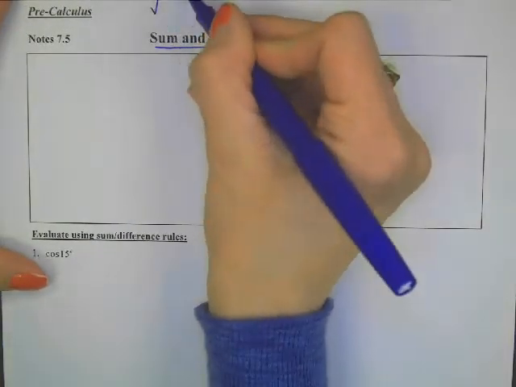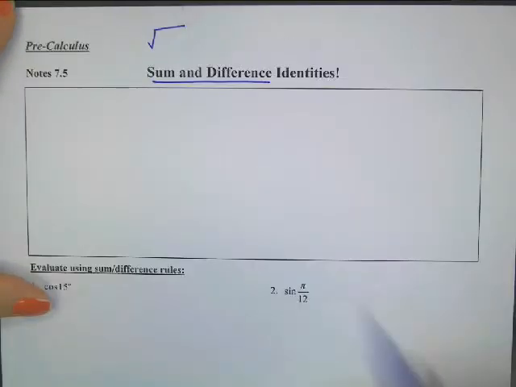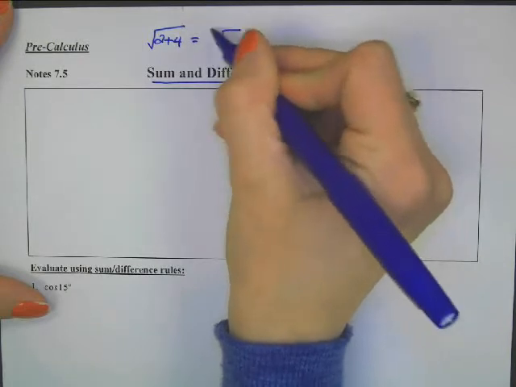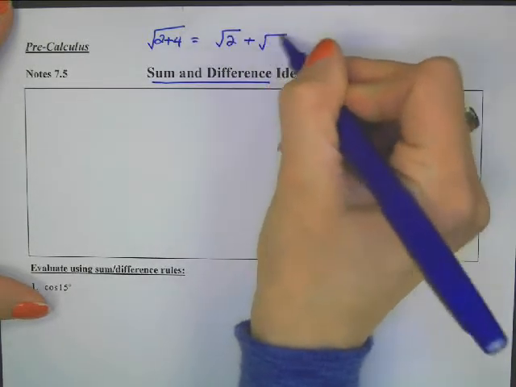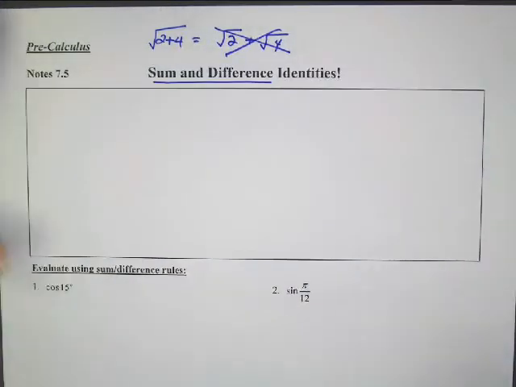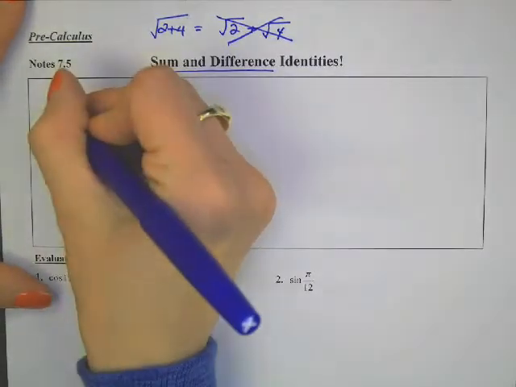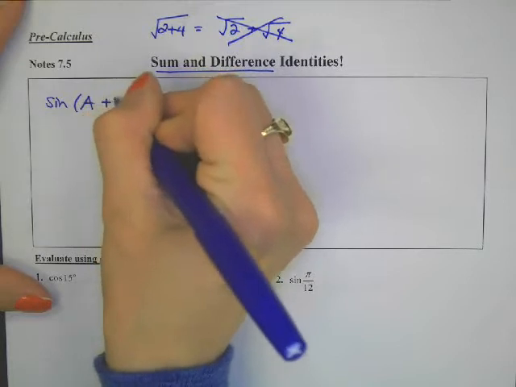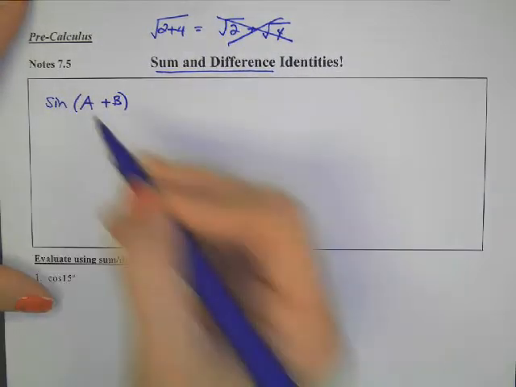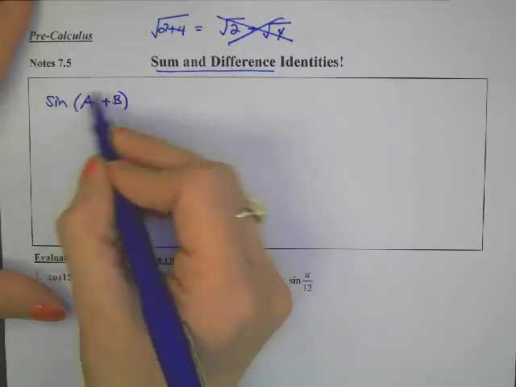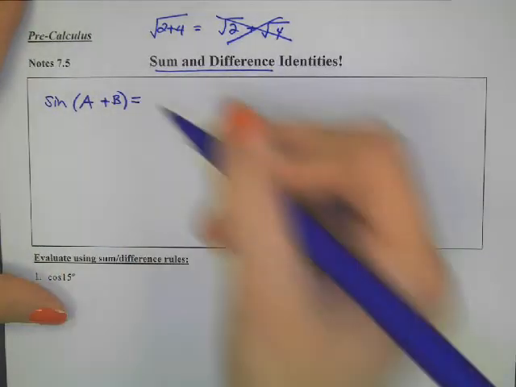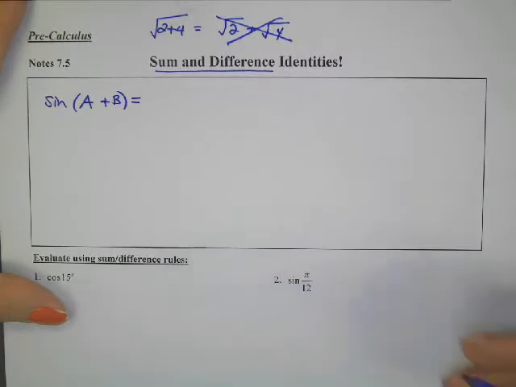If we have the square root of 2 plus 4, can you go ahead and distribute the radical and say radical 2 plus radical 4? No, you can't do that. And that's similar when you're taking a look at something like sine of a plus b. You cannot distribute the sine. This is sine of a quantity.